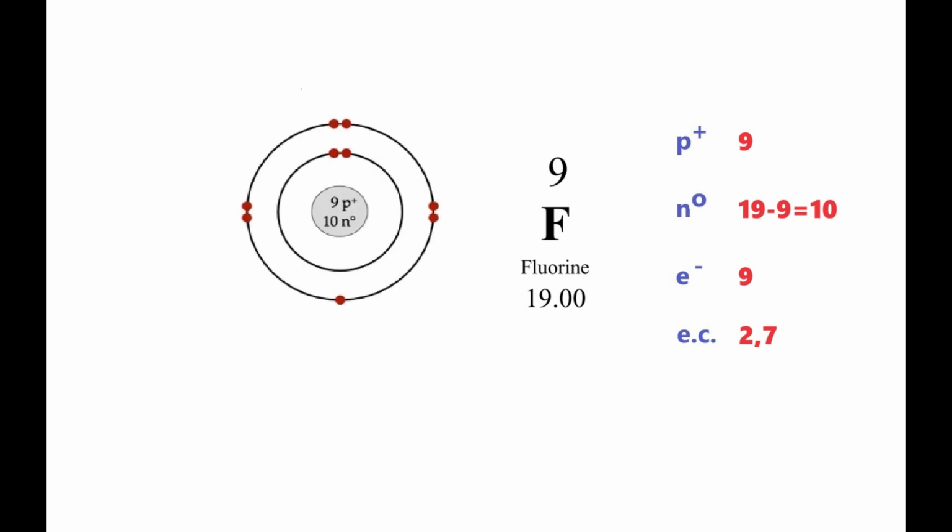Now let's consider fluorine. 9, 19, fluorine. It's a halogen, group 7. It has an atomic number of 9, therefore it has 9 protons. The number of neutrons is 19 minus 9, which equals 10. The number of electrons is the same as the number of protons because the atom is uncharged, so therefore 9. The electron configuration is 2, 7. And in the diagram here, we can see that we've got 9 protons and 10 neutrons in the nucleus, and we've got 2 electrons in the first shell and 7 electrons in the second shell.